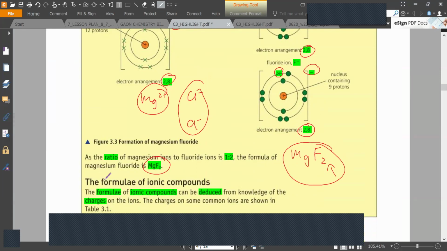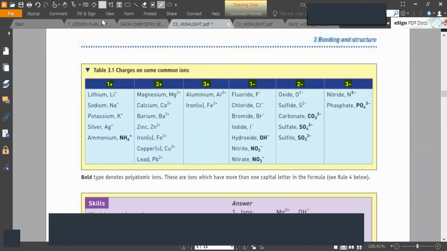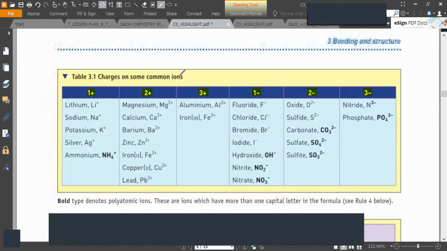So for the IGCSE, we need to know how to work out the formula of ionic compounds. This table, if you can remember it, will be helpful. For the common ions, if we remember the charge, we can work out the formula. For example, potassium, K plus, and sulfide, S2 negative. We must have 2 potassium to balance out the sulfide, so it will be K2S.